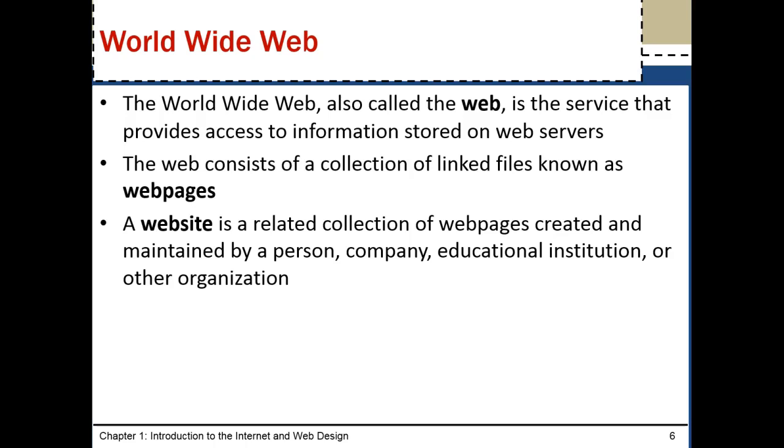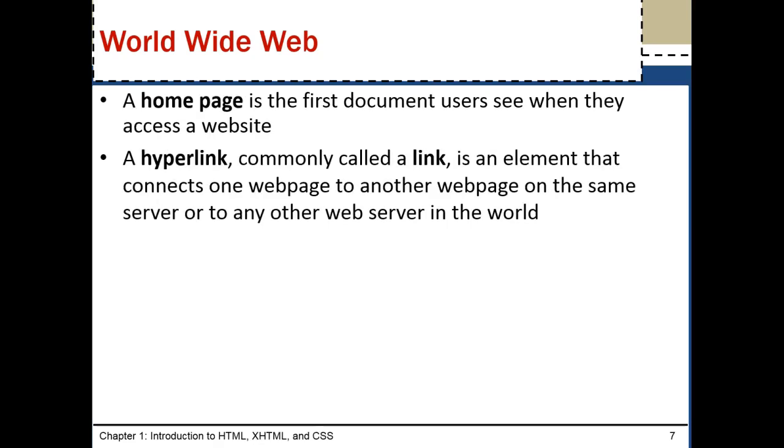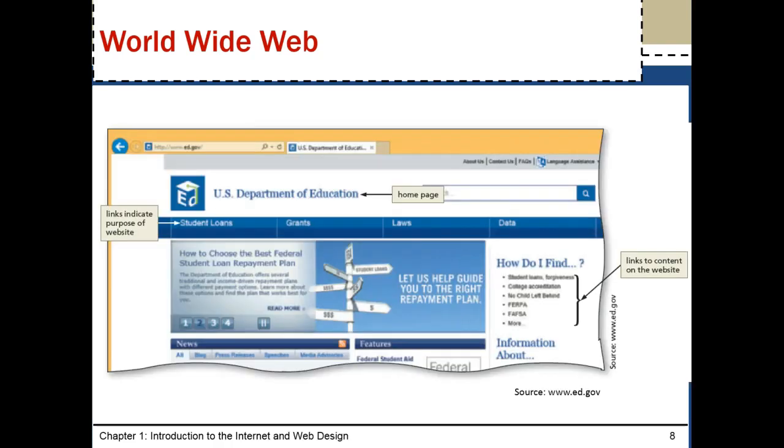So USF has a website. USF Sarasota has a website as well. A home page is basically the first document that the user sees when they access that website. Maybe you have heard about a link or hyperlink. It is an element that connects one web page to another web page on the same server or to another server. So we can create a link on our website to link to another web page, or we can create a link to another part of our page.